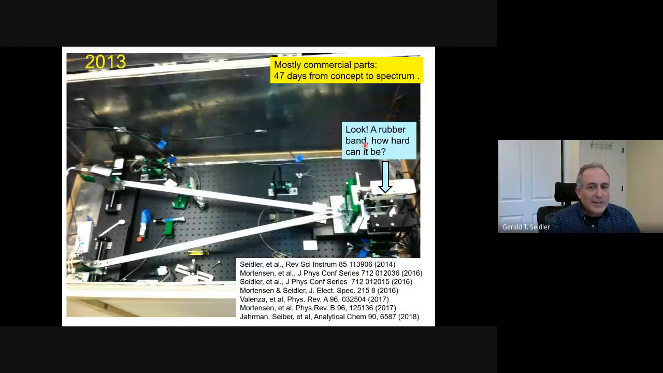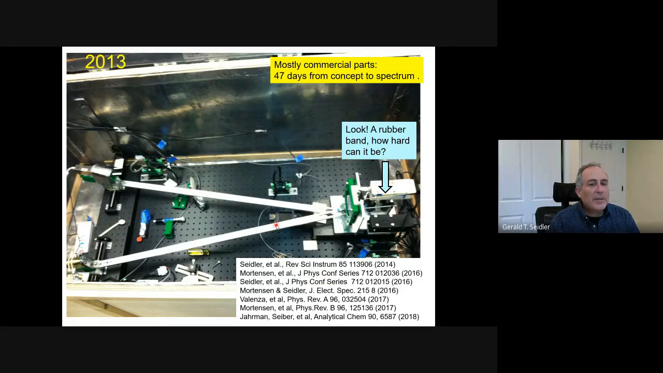And the inside of the instrument, you know, X-ray source, optic, detector, it's as simple as it could get. There's rubber bands. And it worked. It took us less than 50 days from the concept to getting first spectra. And we got a whole bunch of papers out of this.